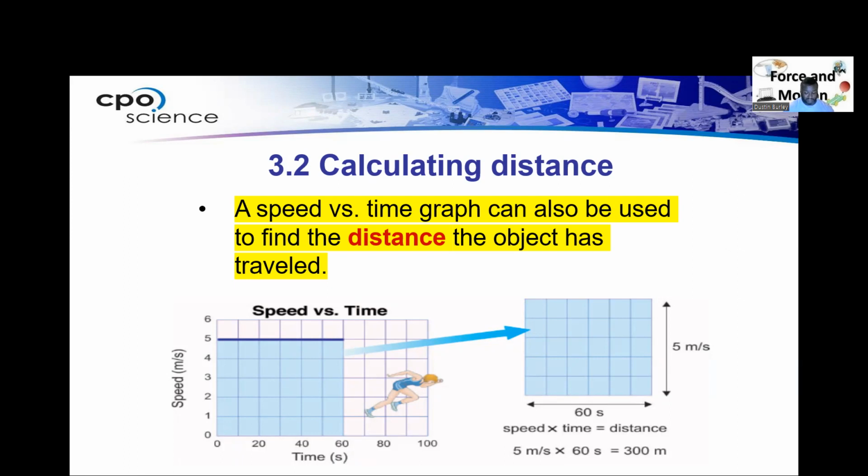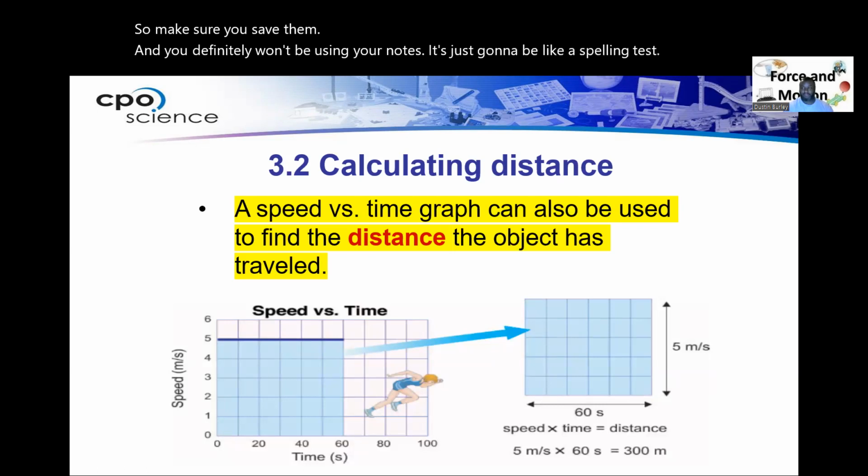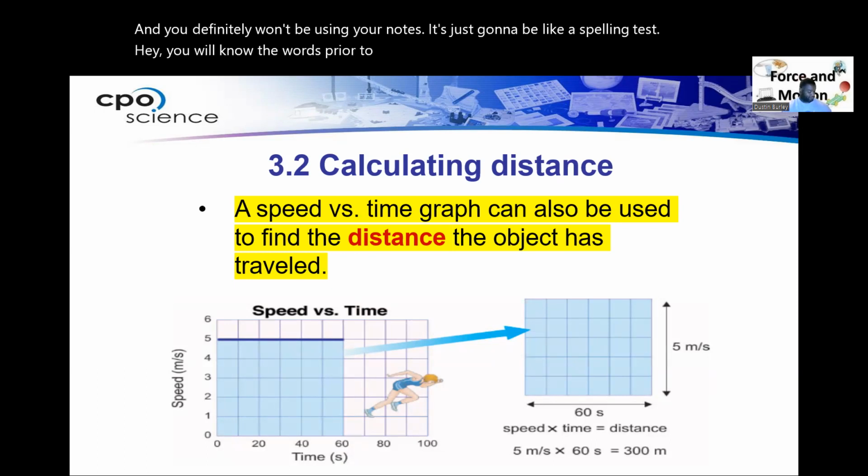Also, make sure you save your notes. You will be having a vocab test either next week or the week after. So make sure you save them. And you definitely won't be using your notes. It's just going to be like a spelling test, and you will know the words beforehand.